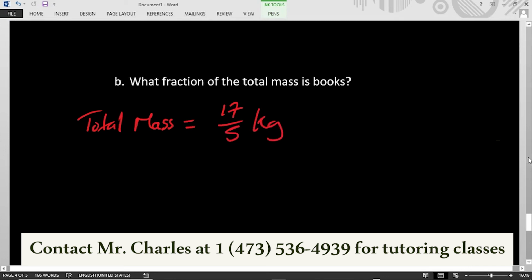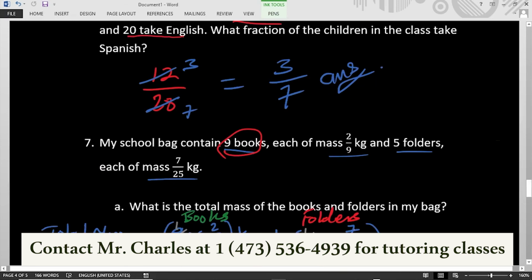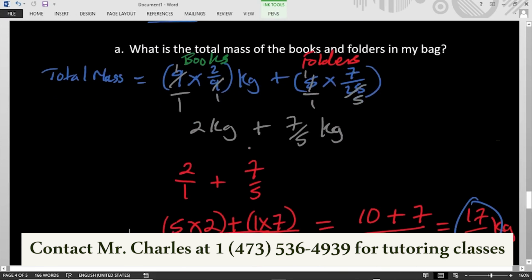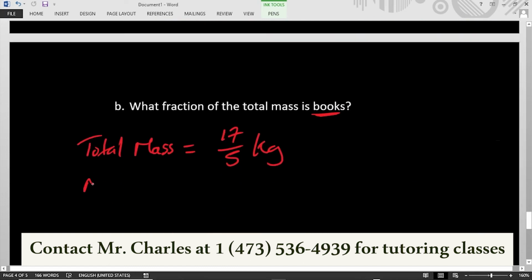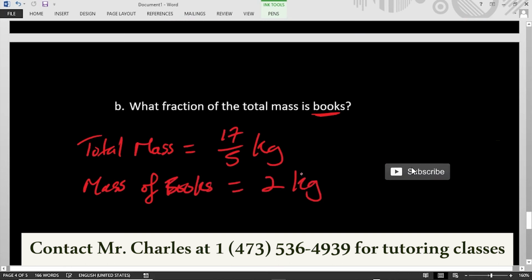And we also want to find the mass of the books. We did find the mass of the books. We found it to be 2 kilograms when we did this here. This was the mass of the books, 2 kilograms. So the mass of books equals 2 kilograms. So what fraction of the total mass is books? Both of them have to be in kilograms, so I have to find a fraction.